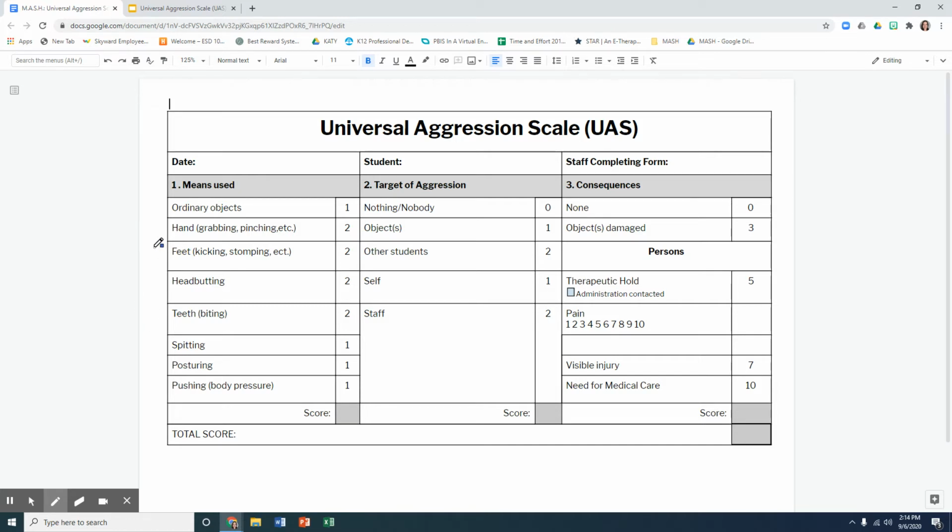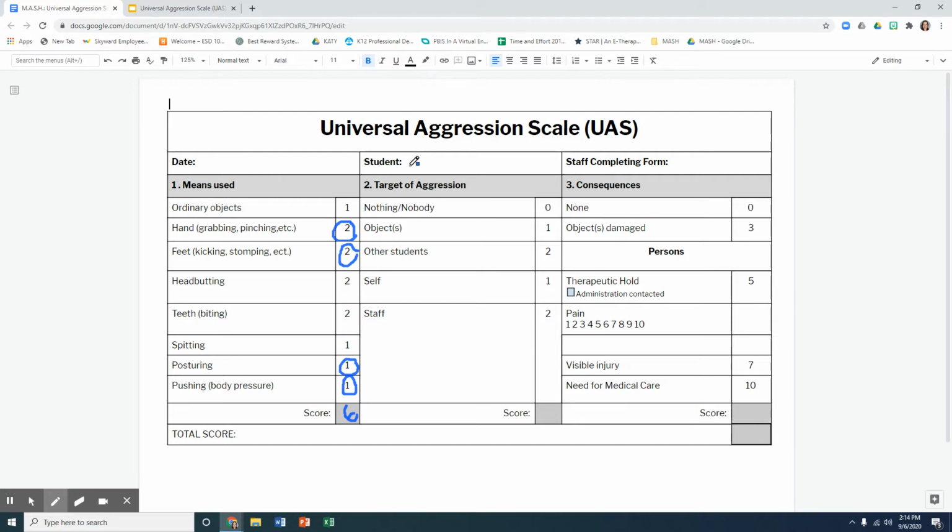So for this incident, the student used their hands to hit and their feet to kick. They also used a lot of posturing or threatening to cause harm or kick or hit, and some body pressure was used against staff members. I want to add up the total for this column, so 2, 4, 5, 6, and I get a score under means used. Then I move into column 2, target of aggression.